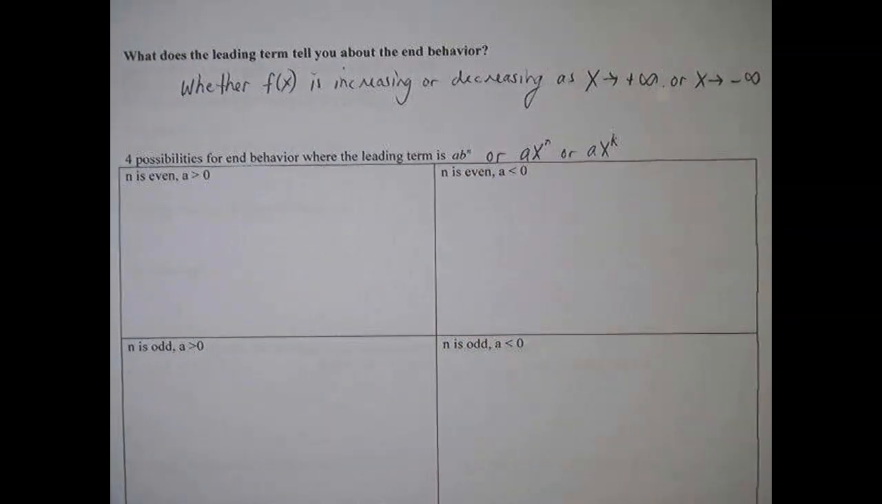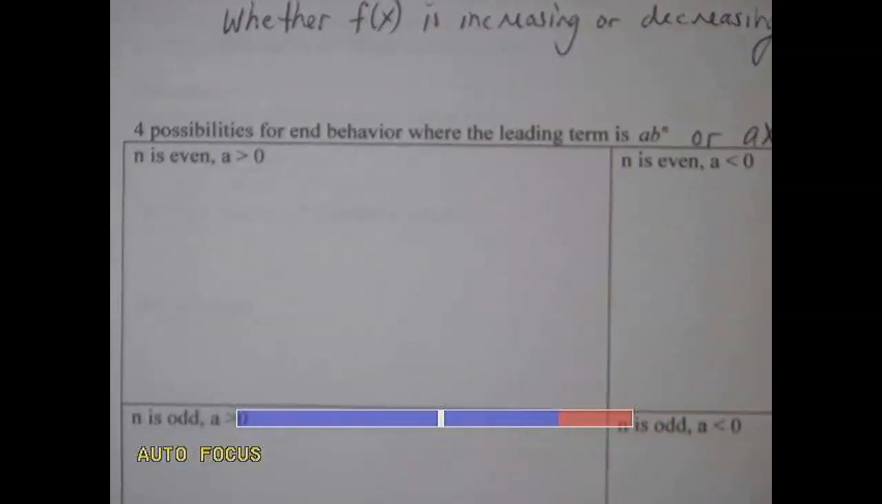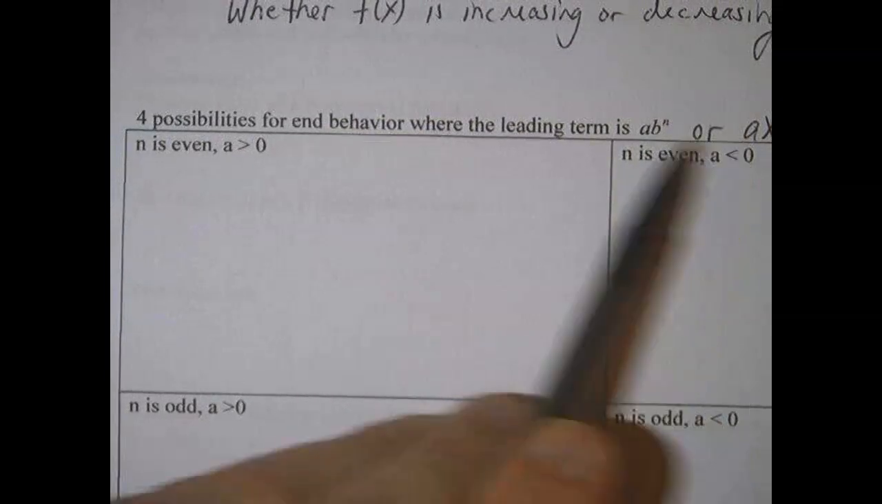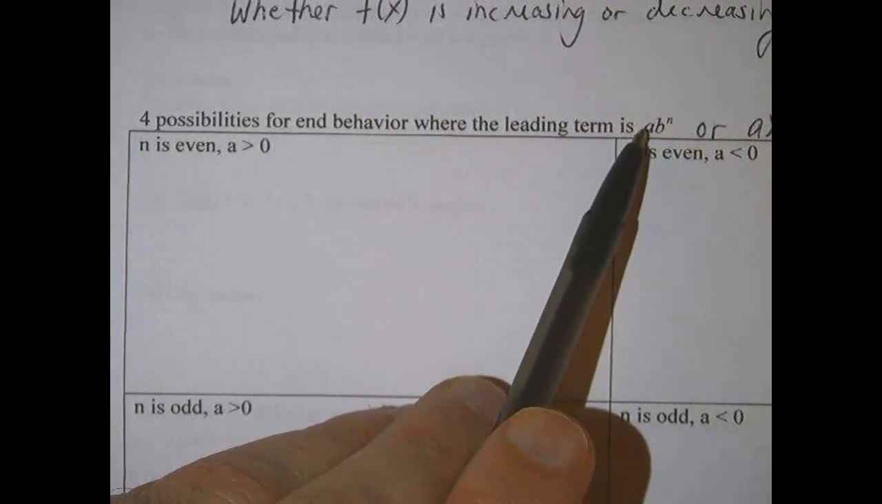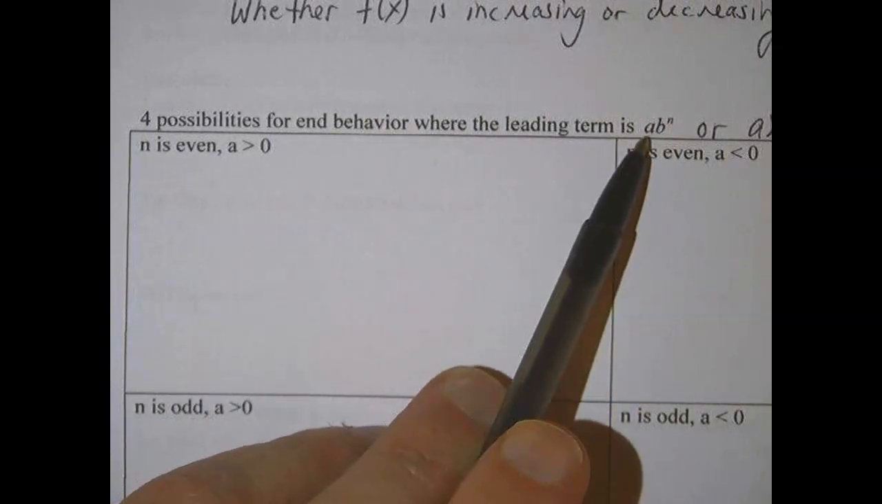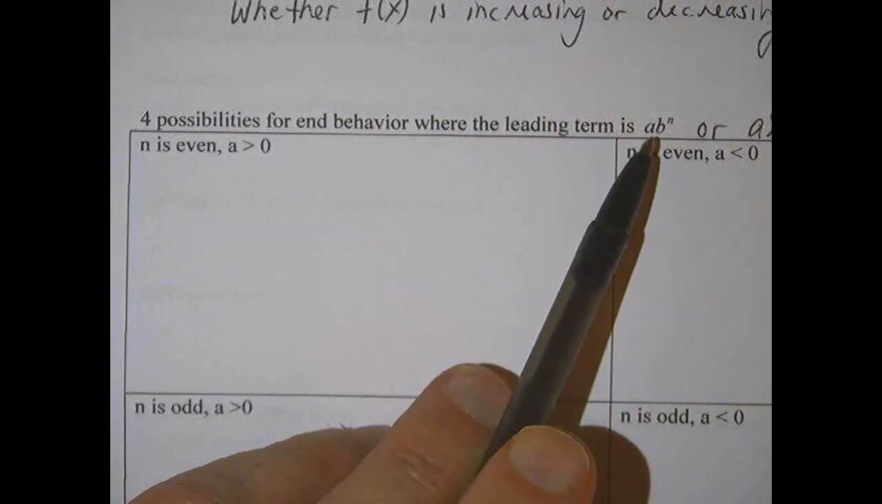But we're just going to go with ax to the n for our examples here. So if a is a positive number, then we're looking at a positive power function. And if n is even, then we know we're looking at something that resembles a parabola, right? That's a power function. The leading term is the power function.